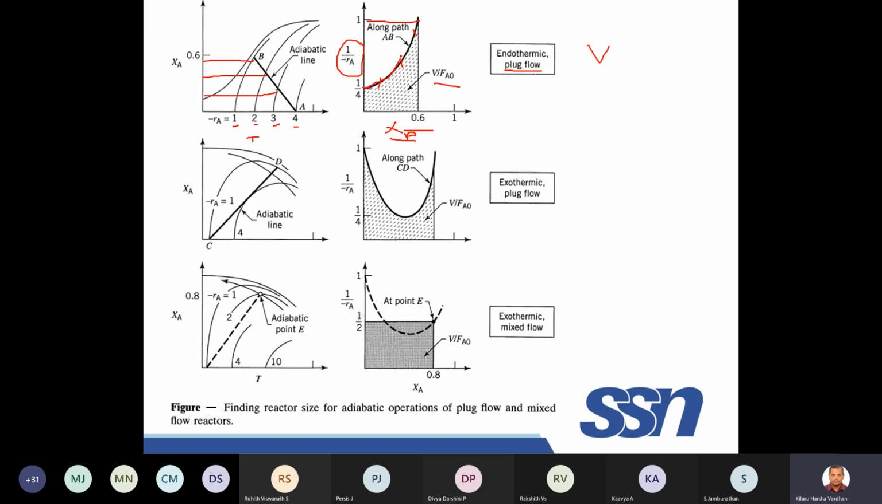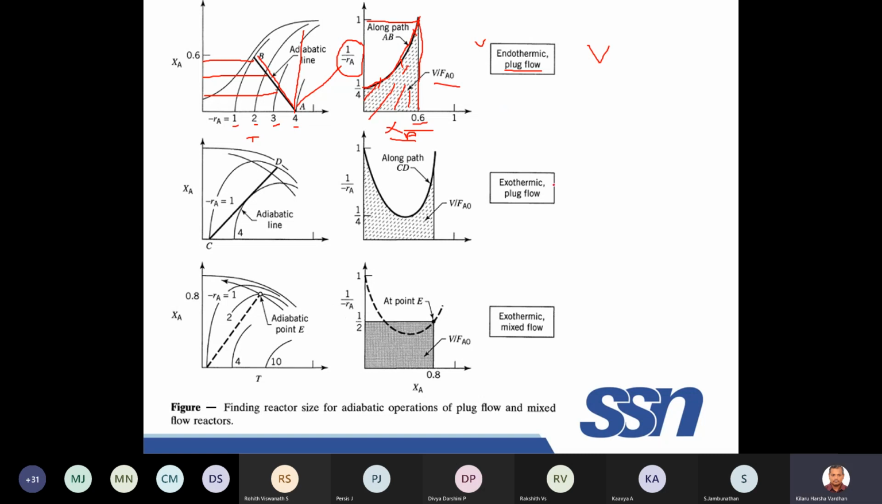You try to join that particular point. So if you want 60% conversion, you take that line, and the area under the curve will give you V by Fn0. This is the way you need to calculate the volume of a PFR, which is endothermic. How do I know it is endothermic? From the energy balance slope itself, I can find out. This is for the isothermal, and this is for the exothermic. So based on how this line is going, you can know whether it is endothermic or exothermic.